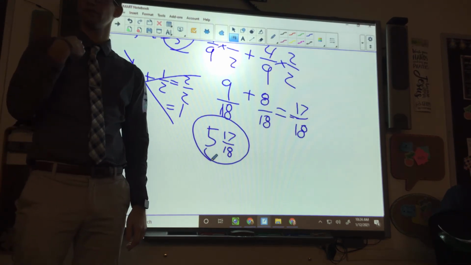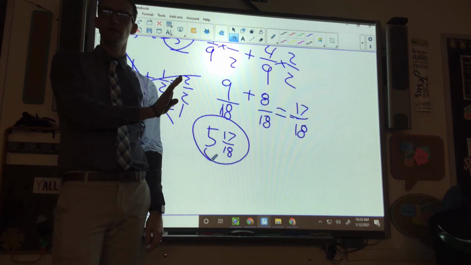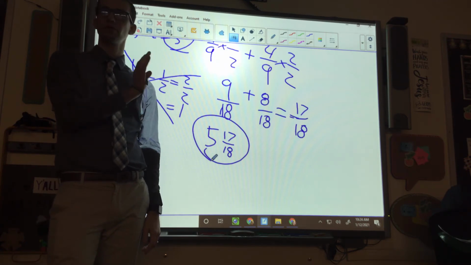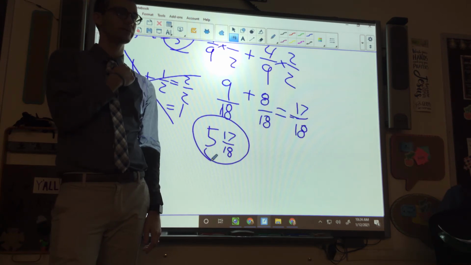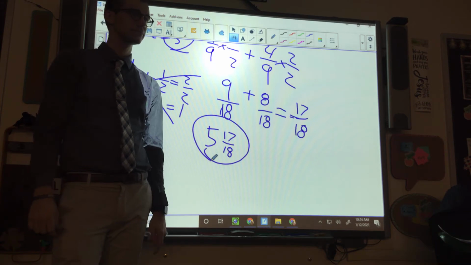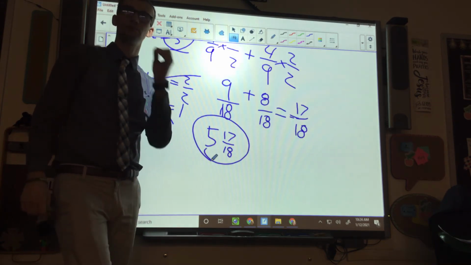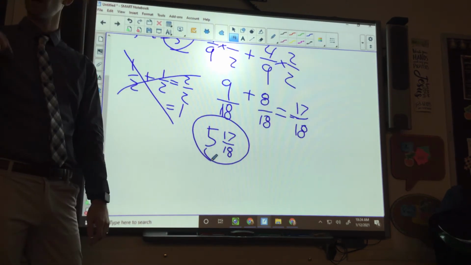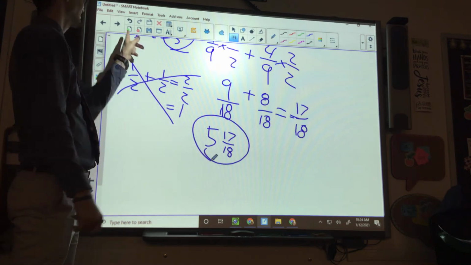Have you guys been taught that from a teacher before? You have to say 5 and 17 18ths? No? So with Mrs. Baker last year, she just told you guys you can say 5 and 1/2. She said 5 1/2, not 5 and 1/2. Okay, so I'm hearing 5 and 1/2. Then you need to say it that way too. And even if she didn't, I'm making the switcheroo with it. 5 and 17 18ths.